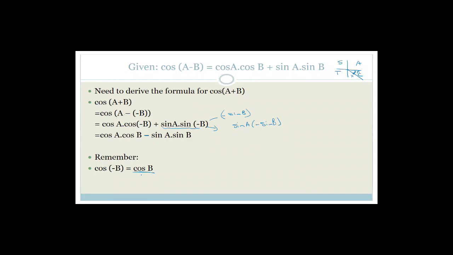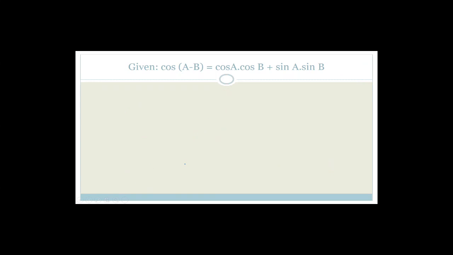Okay, so that is why I'd rather that you understand that cos of negative B means that you've got minus B, so therefore it's B in the fourth quadrant, and if you're looking at the cos diagram, cos is positive in this fourth quadrant, therefore cos of negative B is cos B. Okay, now we have to prove the next one.